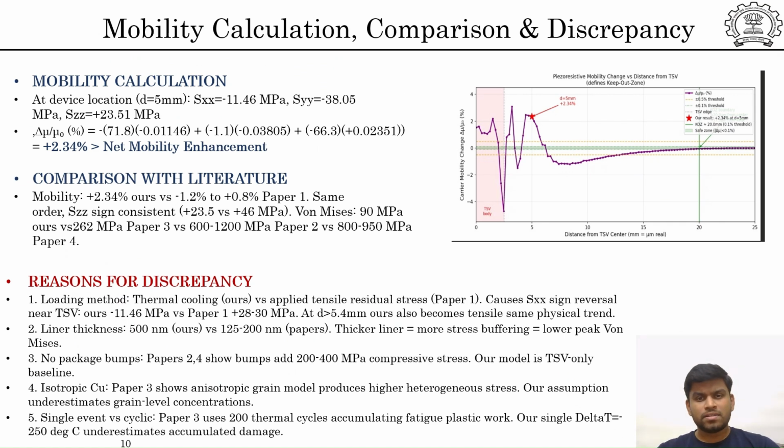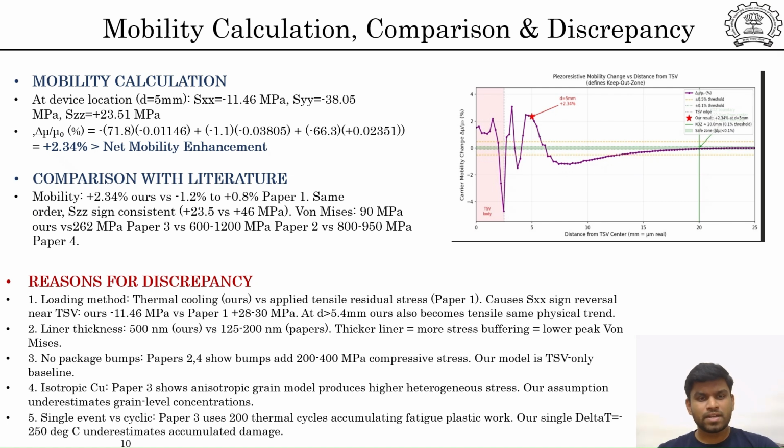Mobility indicates the change in the performance of the transistor caused by the stress induced near the location for a particular distance from the TSV. Here the simulation indicates that for our case it is positive 2.34 percent, which is comparable with what we got in the research paper. It is indicating minus 1.2 to plus 0.8 in paper 1.